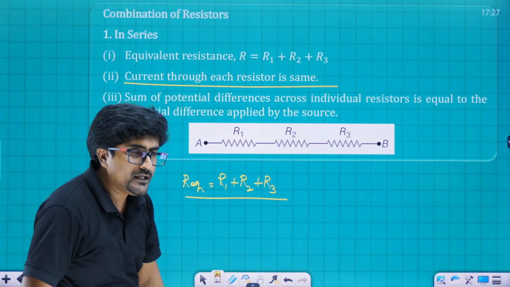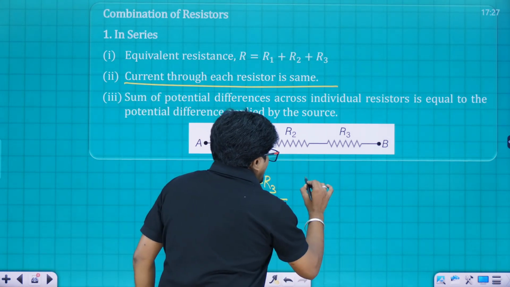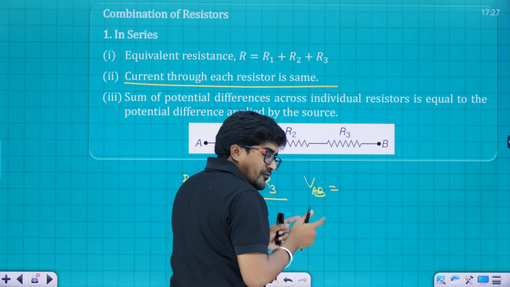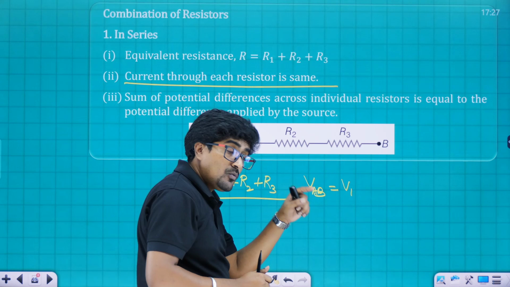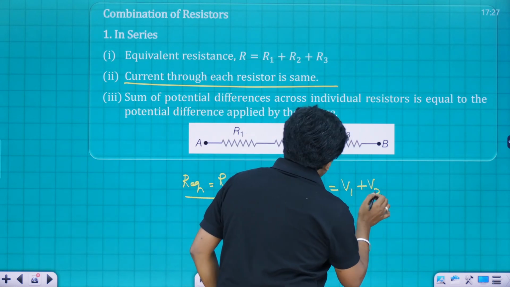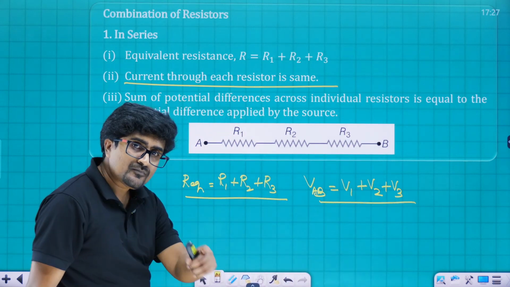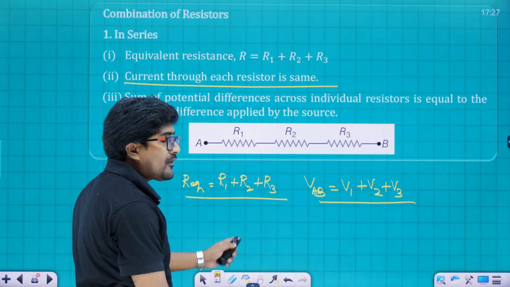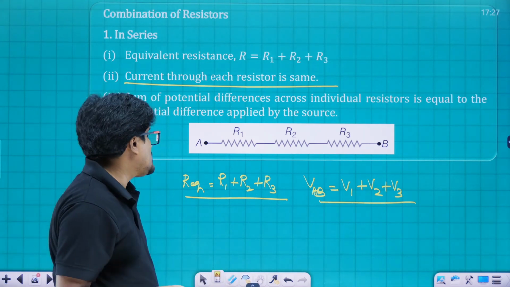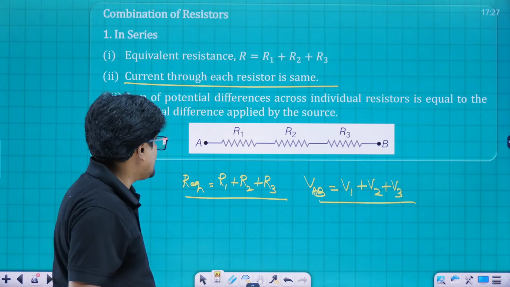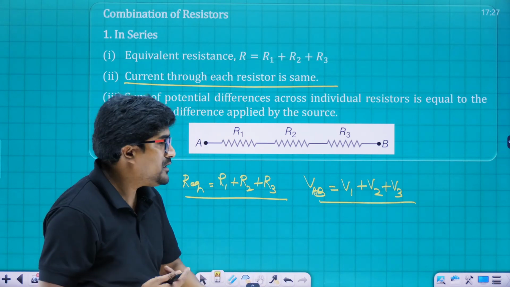And if I need to consider the effective potential difference across A and B, then the effective potential difference across A and B, that is V suffix AB, is going to be V1, that is the potential difference across resistor number 1, plus V2, that is the potential difference across resistor number 2, plus V3, that is the potential difference across resistor number 3. So that is very, very important. You need to be very careful about this particular part while solving any circuit, or once you are asked to calculate the effective potential difference, or to calculate the potential difference across any two points.